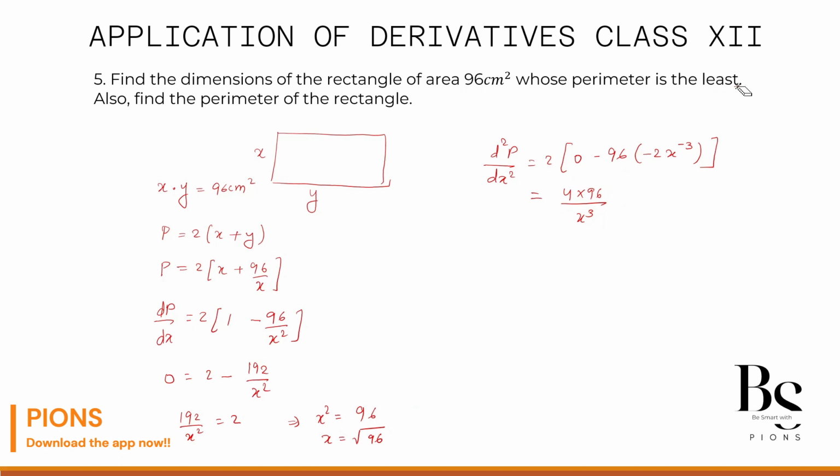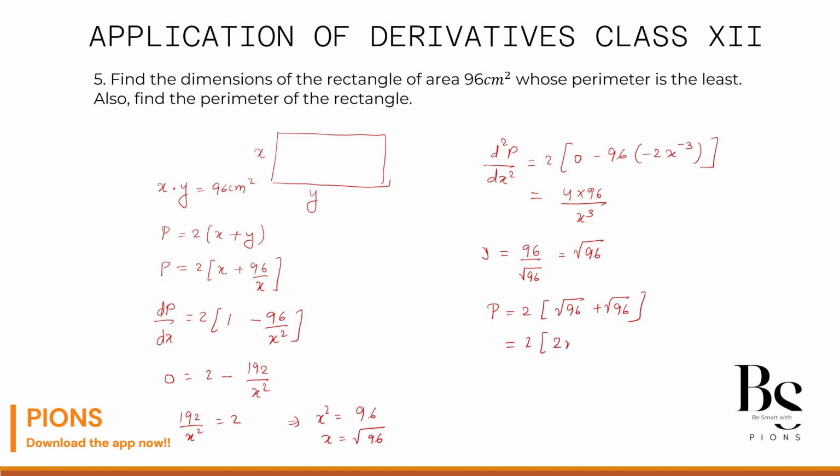Now they are also asking to find the perimeter of the rectangle. So if x is root 96, then what will be your y? We know that y will be equal to 96 by x. So x is how much? Root 96. So that will also give you root of 96, correct? So x is root 96 and y is also root 96. So the perimeter will be 2 times root of 96 plus root of 96. And that will give you how much?